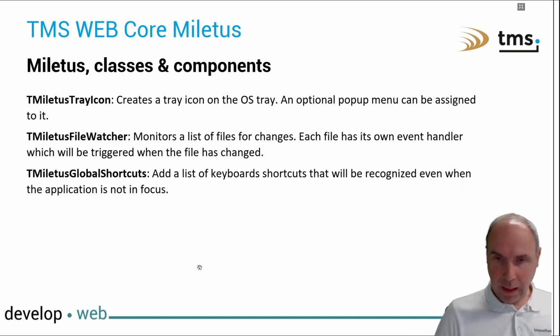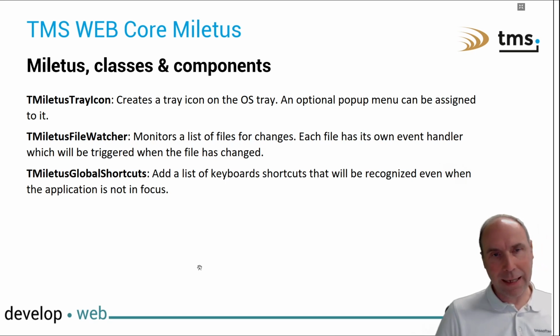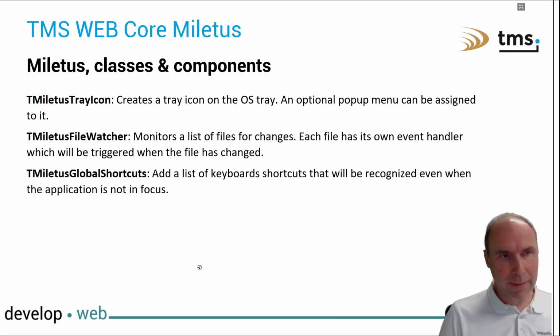Some more components that allow operating system interaction are the Miletus tray icon, which allows you to specify your application tray icon and send messages to it; a file watcher that triggers events when some files are being changed in the file system; and finally also global shortcuts, so you can assign your own operating system wide keyboard shortcuts to specific functionality in your Miletus application.